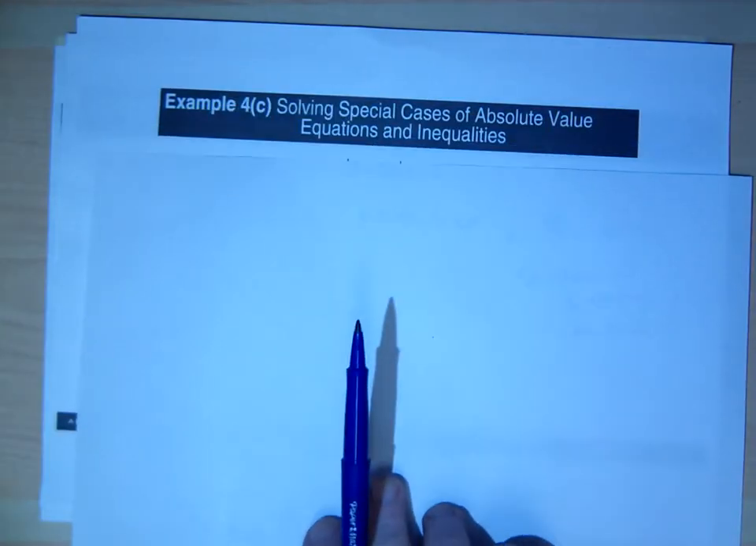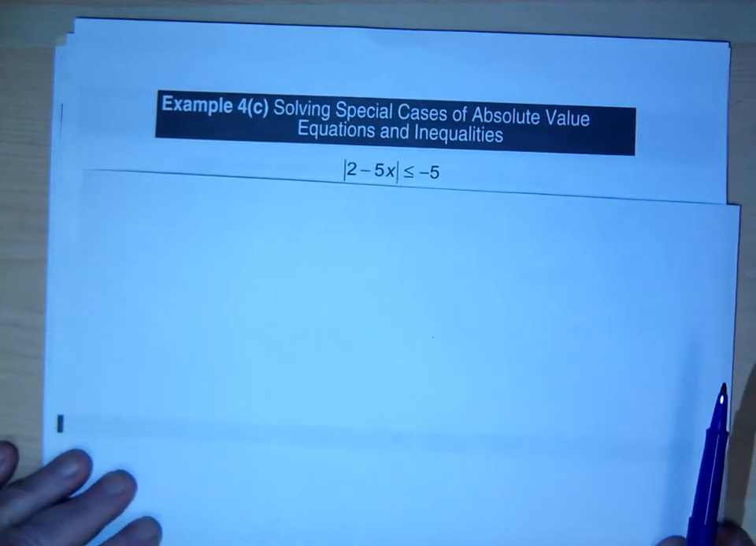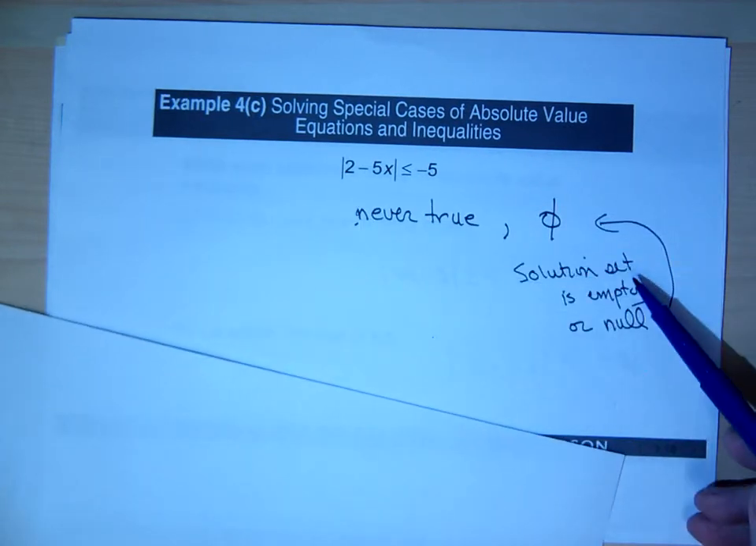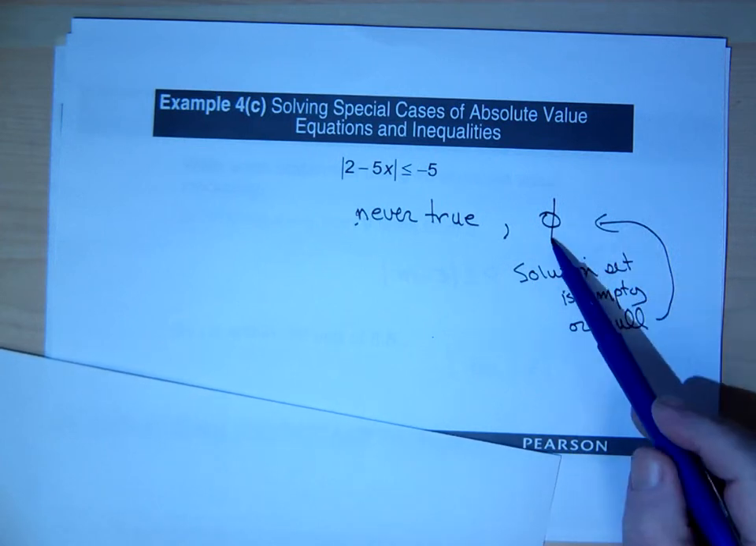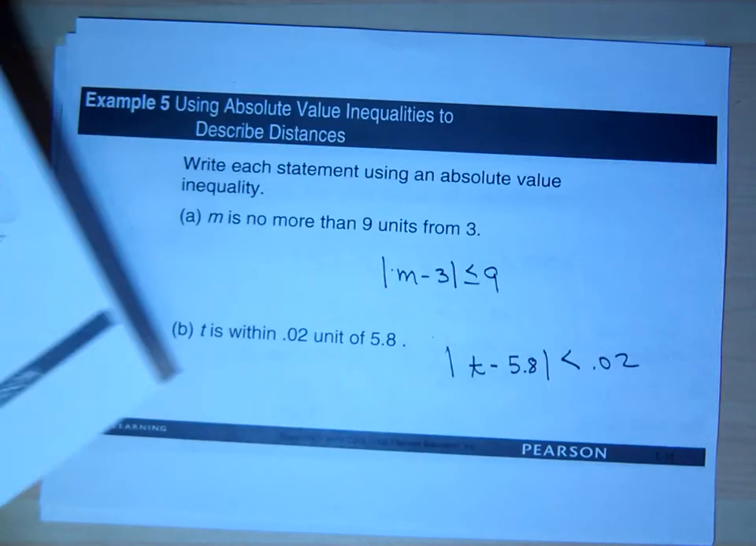The next example, another special case, says the absolute value of 2 minus 5x is less than or equal to -5. How often is the absolute value negative? The answer is never. This is never true. So the solution set is the empty set or the null set, and sometimes this notation is used to denote the empty set or the null set.